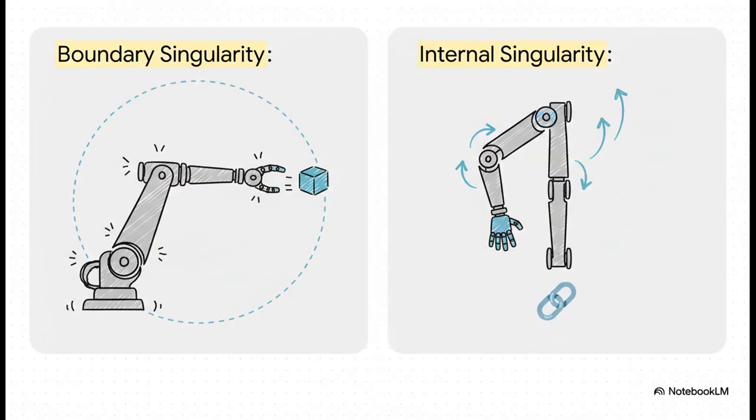So first up, we've got what's called a boundary singularity. This one's pretty intuitive. Just picture your own arm stretched all the way out. You can't reach any further, right? That's it. The robot's trying to get to a point that's just outside its maximum reach. Then you have something a bit more sneaky, an internal singularity. This happens when two or more of its joints line up just right, in a way that kind of cancel each other out. The robot gets trapped by its own internal geometry.